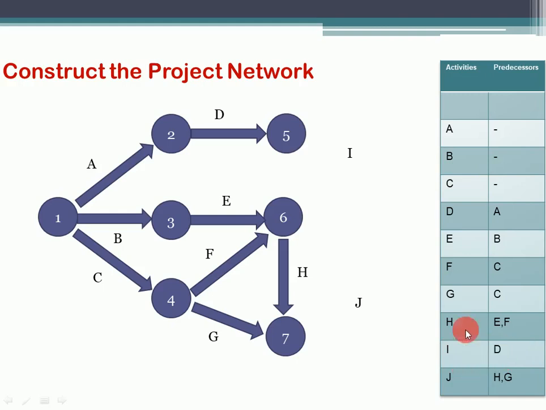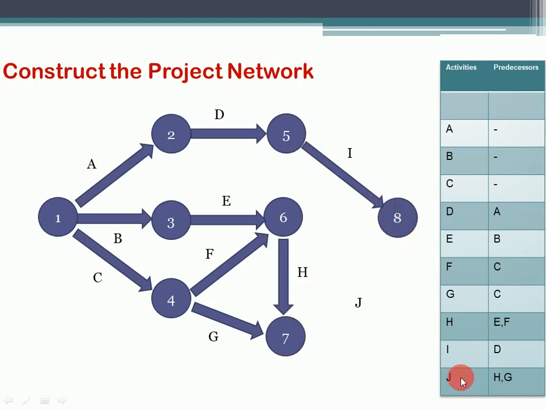Let's find the D first. D is here and it's ending at 5. That means we have to start activity I from node number 5 like this. As our previous activity ended at 7, this will end at node number 8 like this.